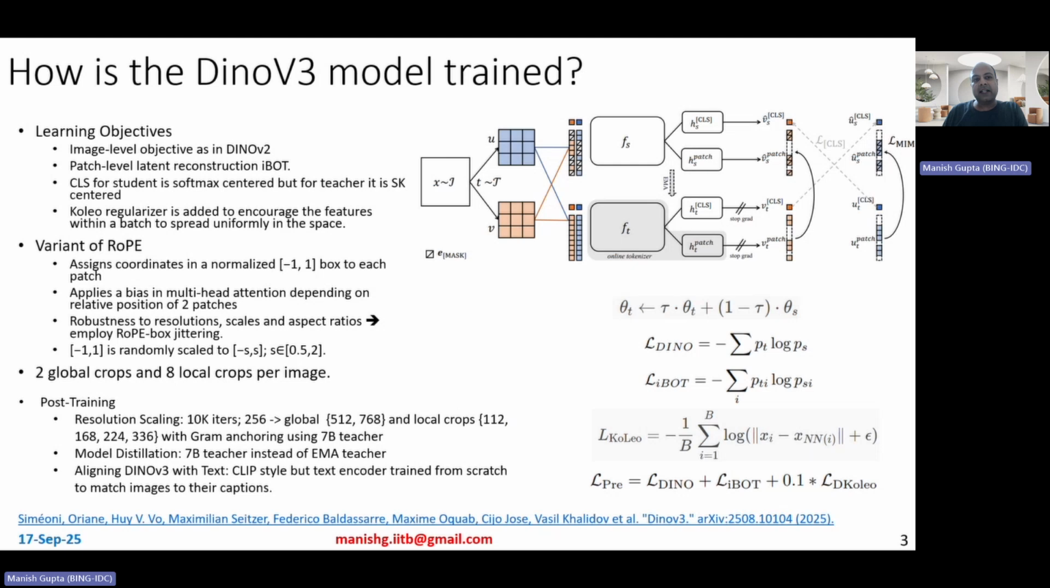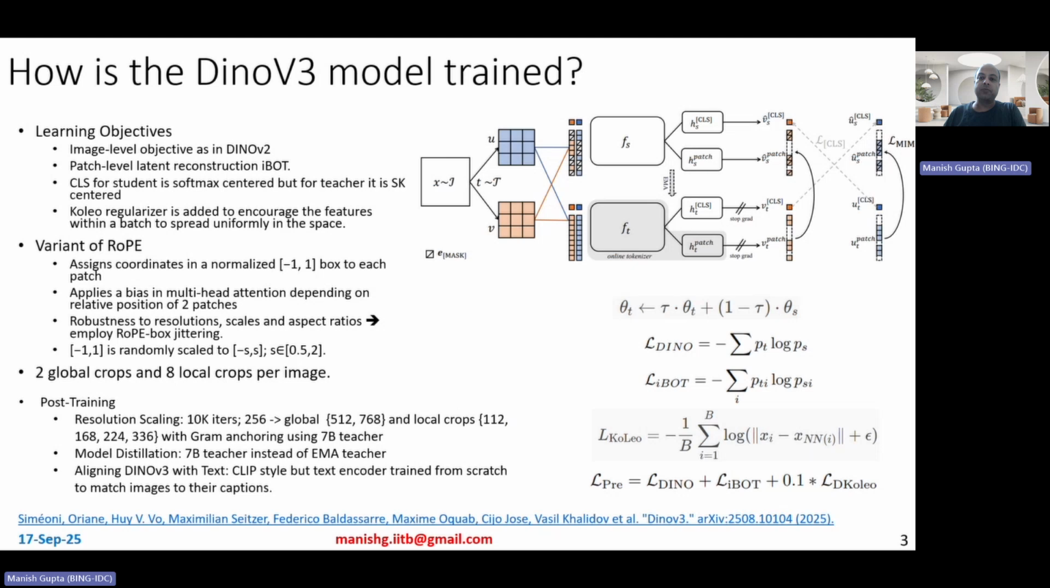Okay. Now, just like DINOv2, they also have 2 global crops and 8 local crops per image. So whenever you take an image, you can actually get 10 different samples from the image by having 2 global crops and 8 local crops. Okay. So most of the training, basically all the pre-training, in fact, is actually done using 256 sized images, so 16 cross 16.